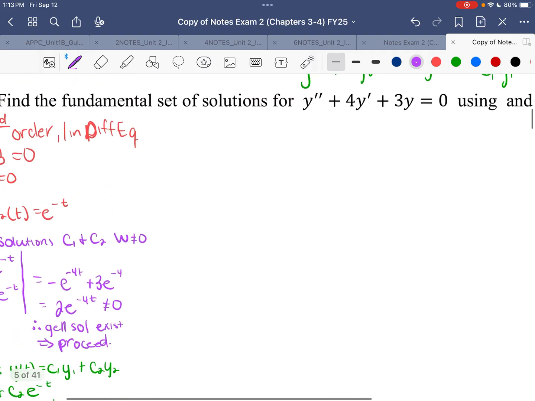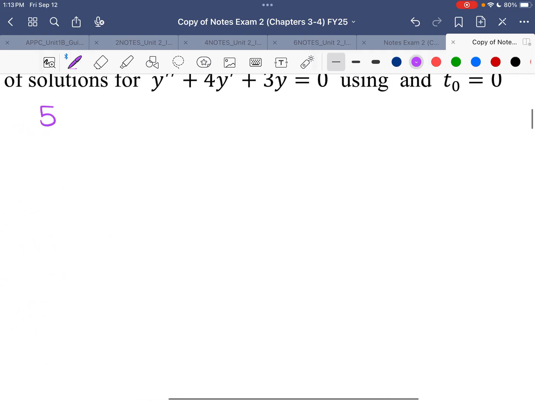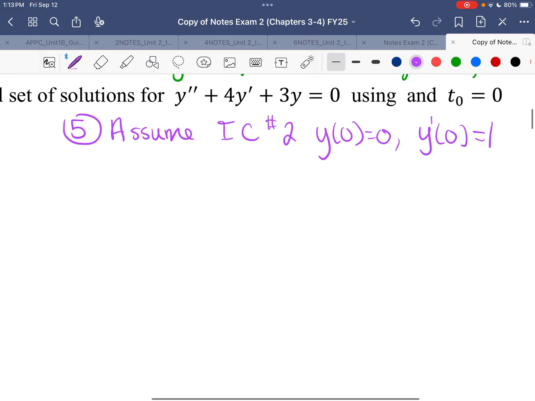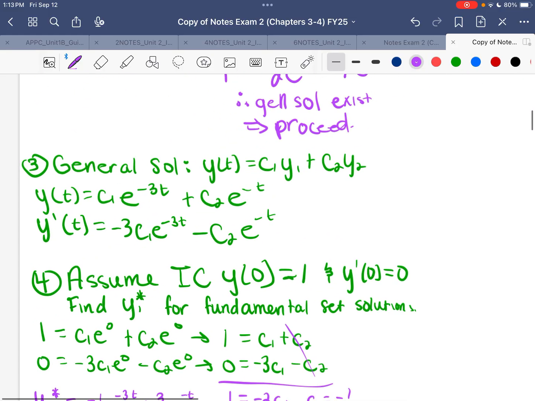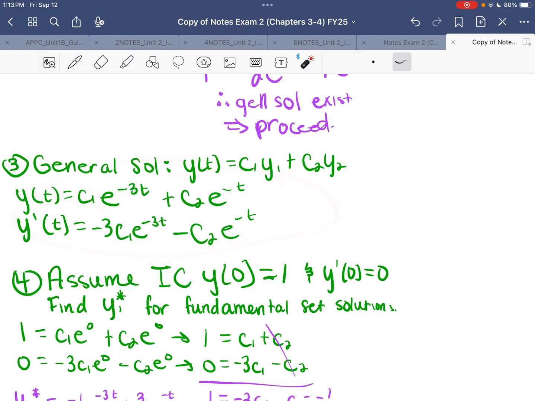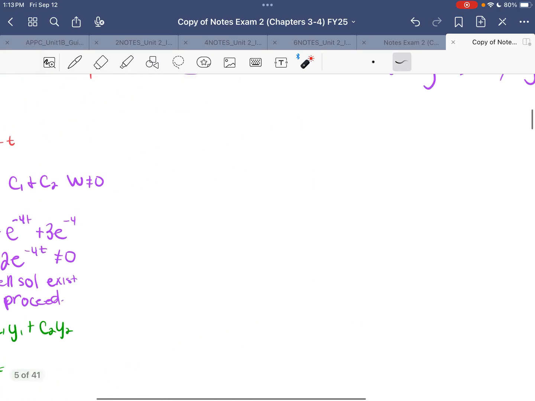Okay, do the same thing for our second assumption, where y at 0 is equal to 0 and y prime at 0 is equal to 1. So still from this general solution, we have 0 equals C1 plus C2 and 1 equals negative 3 C1 minus C2.